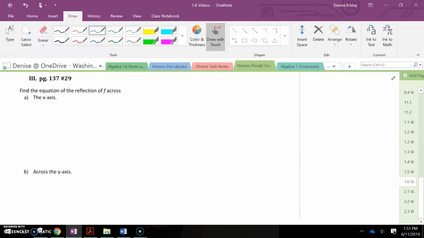Page 137, number 29. Find the equation of the reflection of f across first the x-axis and then the y-axis. So the equation for number 29 is f of x equals x to the third minus 5x squared minus 3x plus 2.